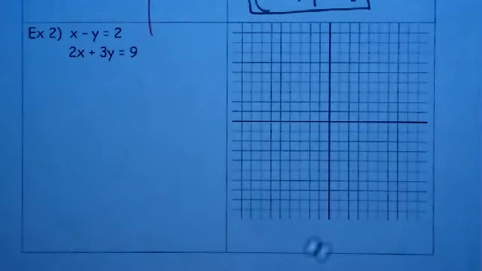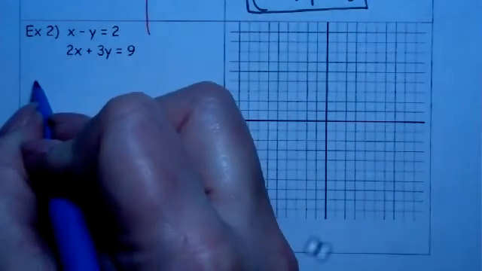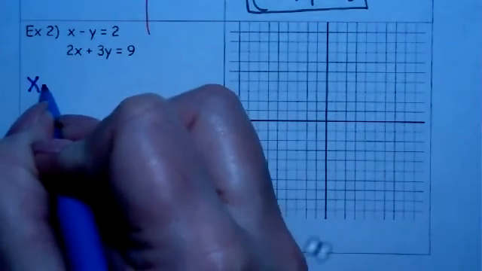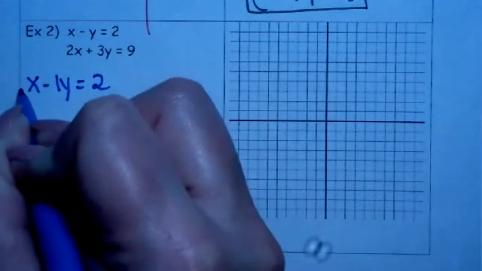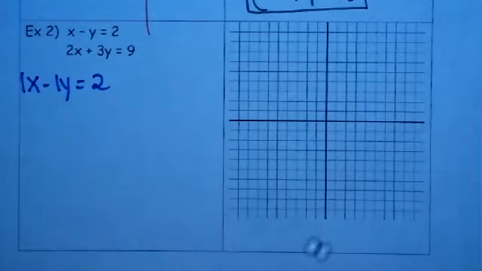Now, example 2, I'm going to do the same thing. I'm not going to show quite as much work this time, but I'm still going to show level 5 quality. So I'm going to start with my first linear equation, x minus y equals 2. And what I'm going to do is put my 1 placeholders right there.